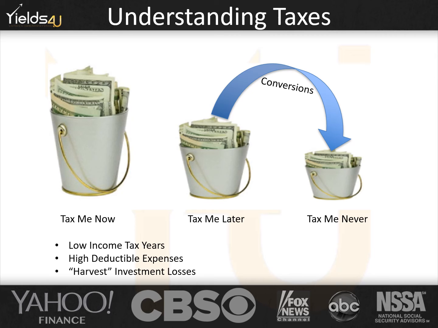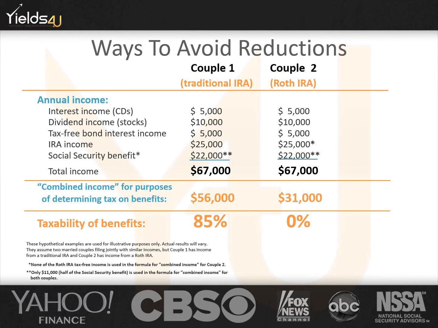Getting back to our original question, how do you reduce or eliminate taxation on Social Security? If you look at the chart on your screen, you will see a side-by-side example. Both couples are living on $67,000 a year. They both have the same investments. However, one couple is in the 22% tax bracket and will have 85% of their Social Security benefits taxed, while the other is in the 12% tax bracket and will have none of their Social Security benefits taxed, because they are below the income threshold for Social Security taxation.